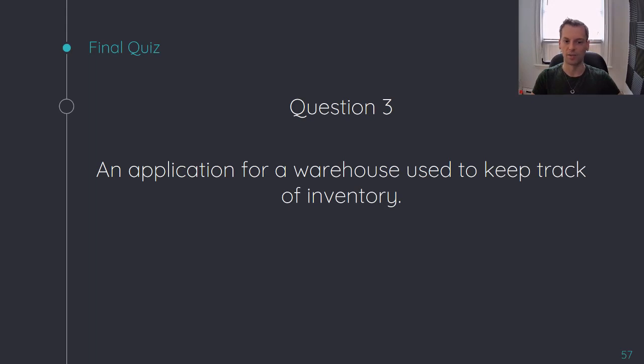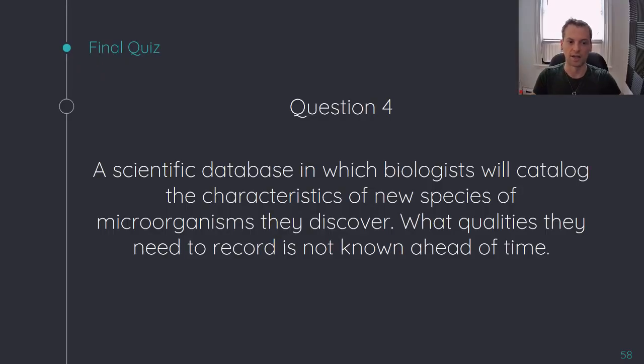Question 3. An application for a warehouse used to keep track of inventory. Question 4. A scientific database in which biologists will catalog the characteristics of new species of microorganisms they discover. What qualities they need to record is not known ahead of time.